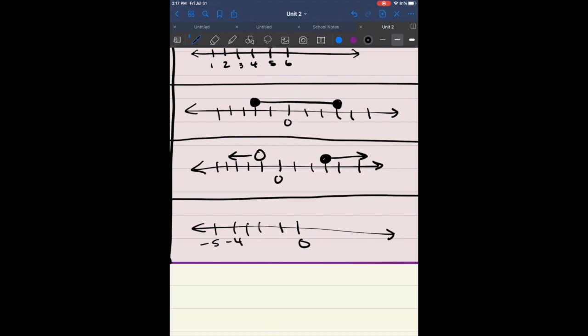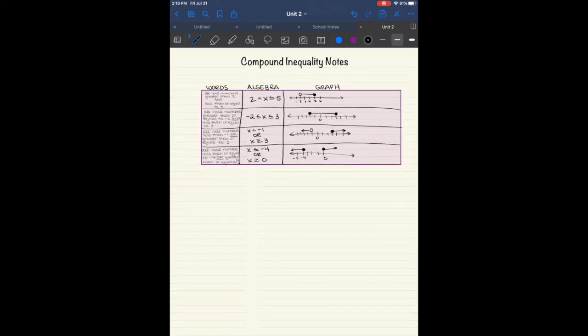So ands in Algebra 1, ands connect, and ors go out. And that's just a little trick for Algebra 1, but keep in mind once we start solving them, it could change. So now I'm going to show you how to solve those algebraically. So we've been solving ones that just have two sides to them. For solving compound inequalities, it's a little bit different.